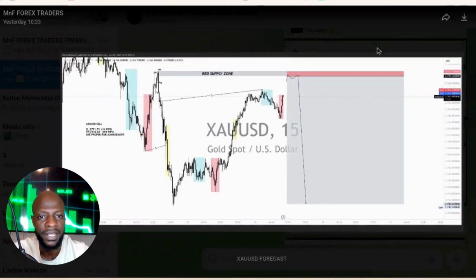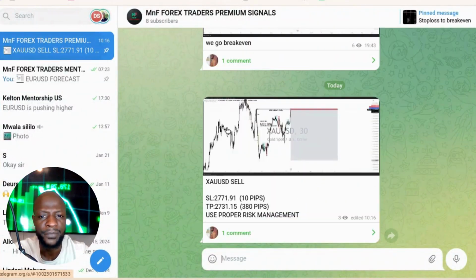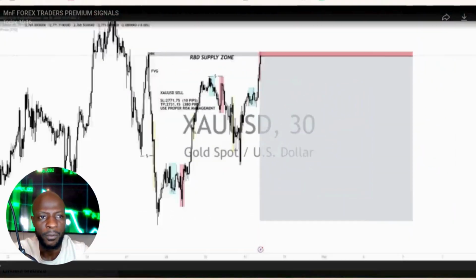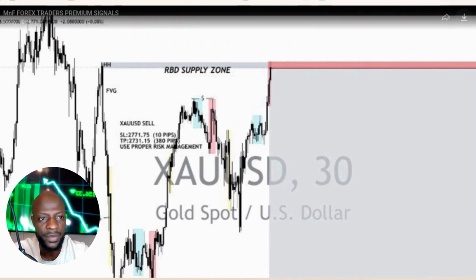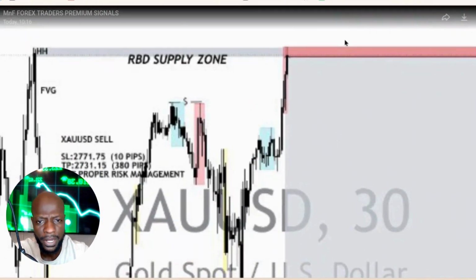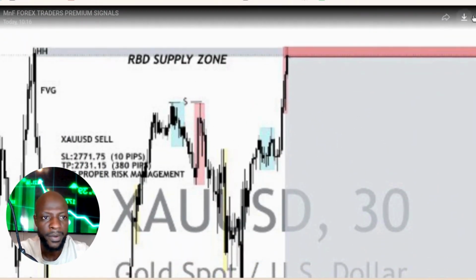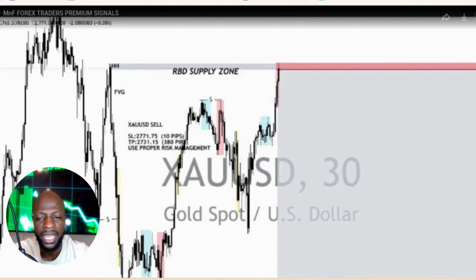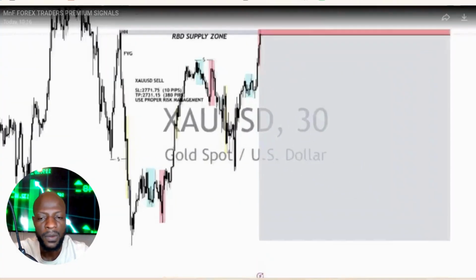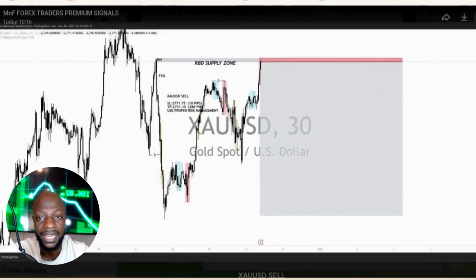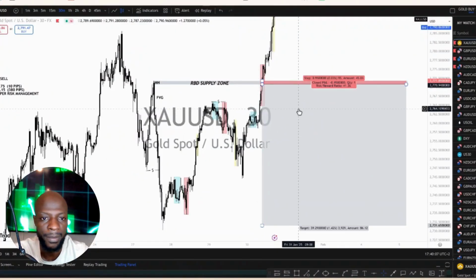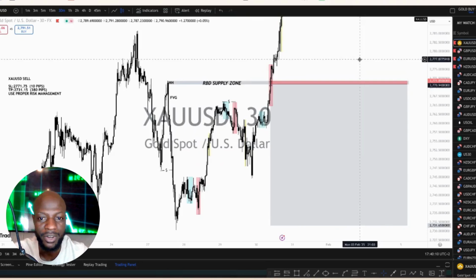As you can see right here, we were left with big momentum candles, which we're always looking for, right? And after the market came to our area, we waited for the market to give us a reaction from our end. Once we had our confirmation, we were able to execute this trade. This was a 10 pips stop loss and 380 pips target. It was a massive trade, about a 1 to 40 risk reward ratio.